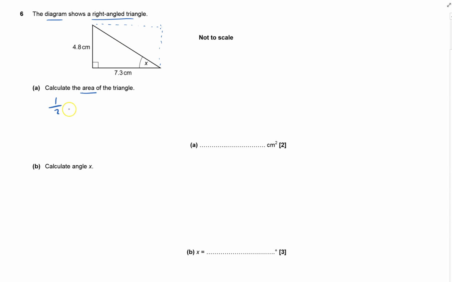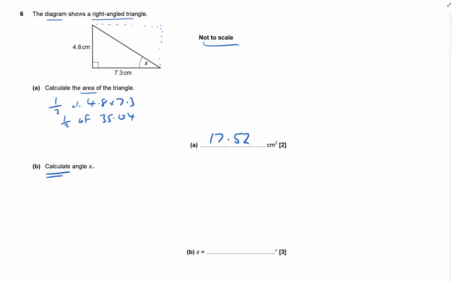So it's a half of the rectangle, which is 4.8 times by 7.3. And that is a half of 35.04. So just do 35.04 divide by 2, and that's 17.52 centimeters squared. And I've got to calculate, so it says not to scale this, so calculate angle X.